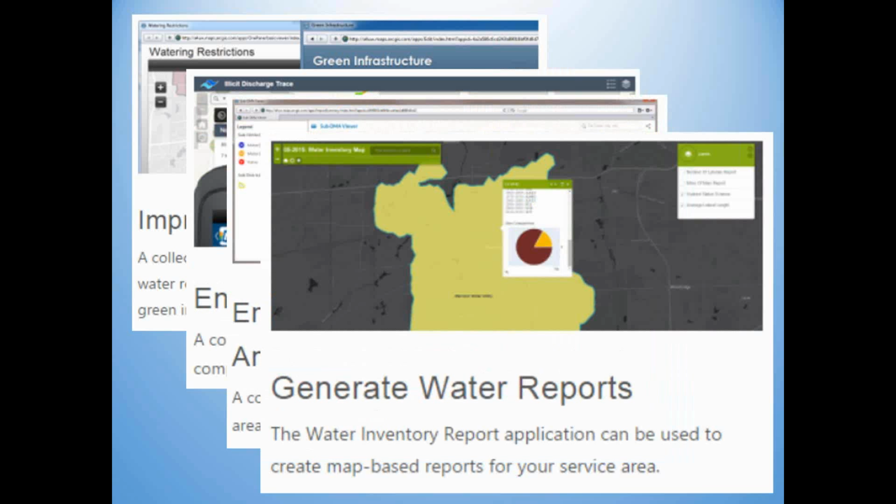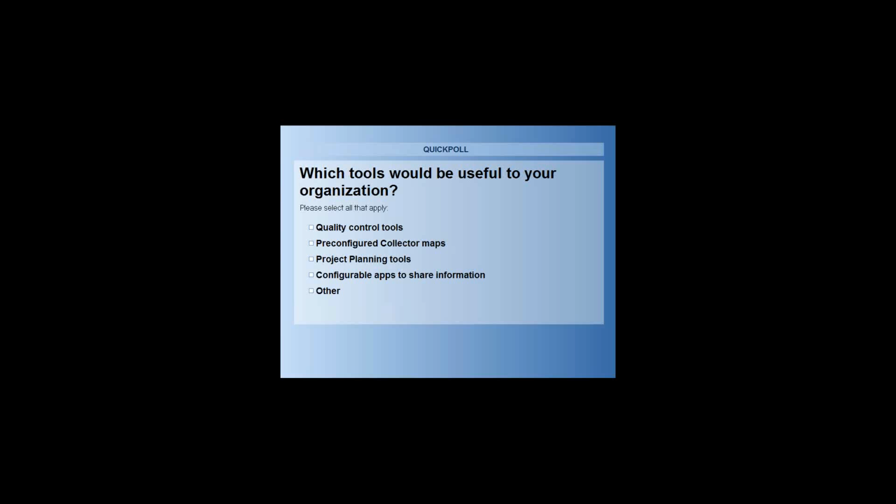So let's take a quick poll. From what you've seen today, which pieces of the ArcGIS for water utilities do you think would be useful or are you using in your organization? And you can check multiple options there. And we'll see what we get here. I'll give that a couple of seconds. Looks like people are still taking a look.